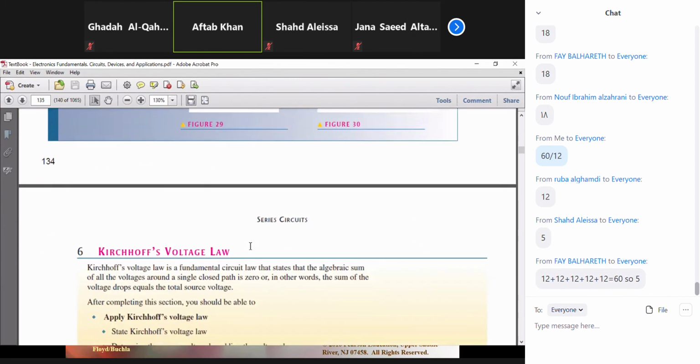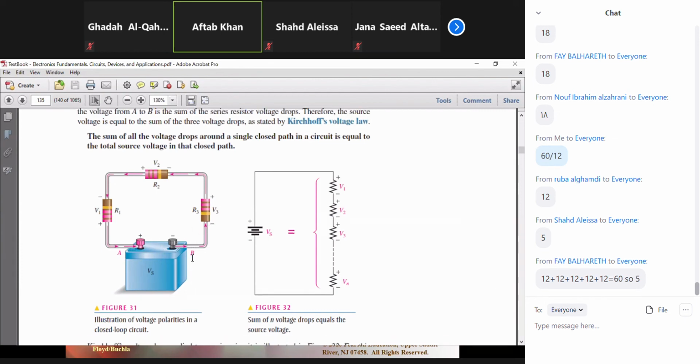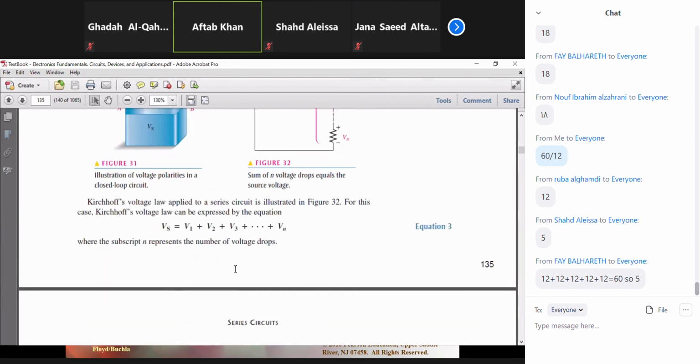Kirchhoff's voltage law, girls. This is Kirchhoff's voltage law. They are showing pictures here. This book is very good with colors and all they are showing. So it is positive, negative. Current is flowing this way, and resistance is connected. So V1, V2, V3, up to Vn.